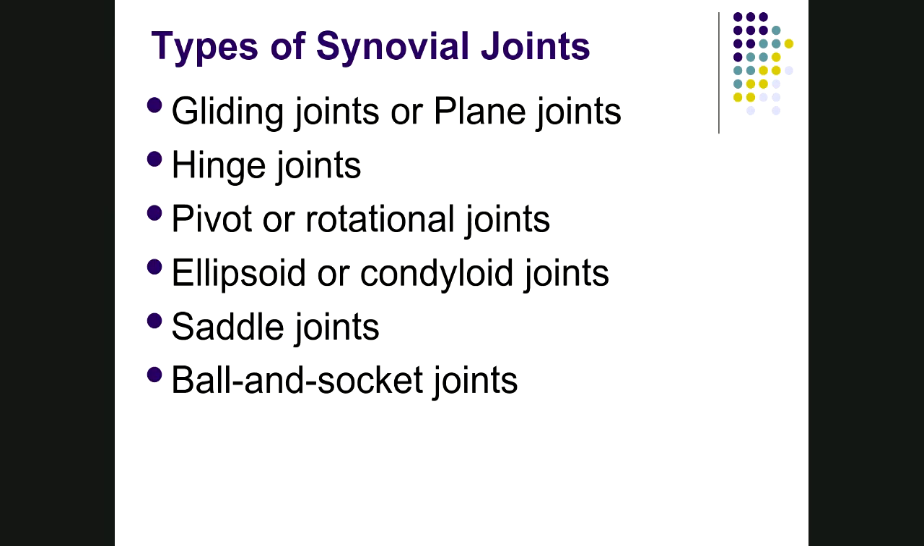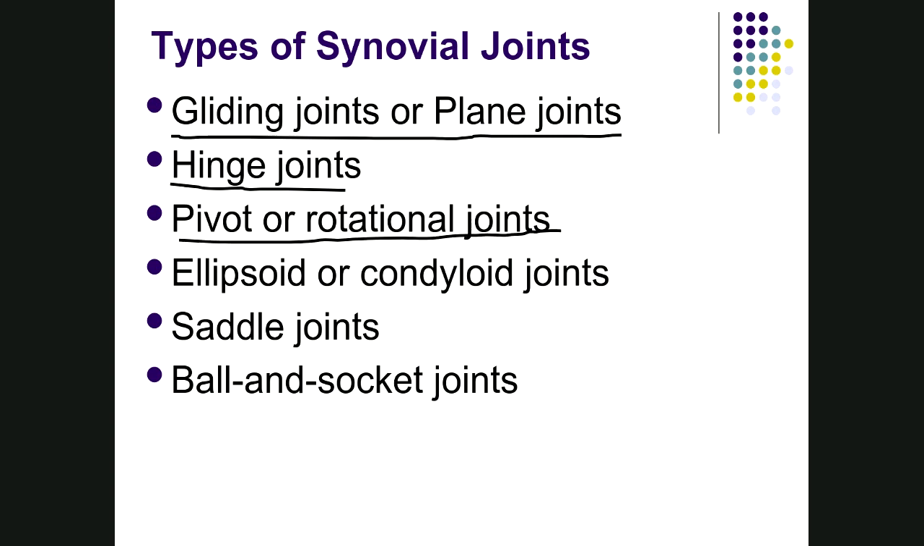Okay, now that we know what a typical synovial joint looks like, let's look at the individual types. And remember, there's 6 types. There's gliding joints, which are also called plane joints. They're hinge joints. They're pivot, which are also called rotational joints. There are ellipsoid, which are also called condyloid. And then there's saddle, and then finally ball and socket.